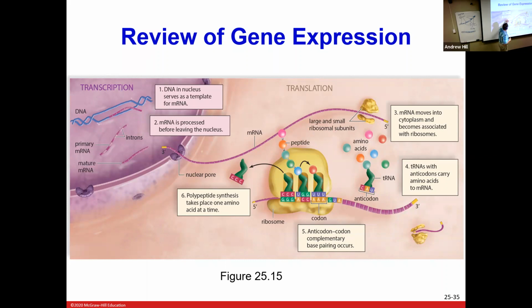Here we have, so step 2 is processing the messenger RNA, removing the introns. 3, we have messenger RNA moves into the cytoplasm, becomes associated with ribosomes. We just discussed that. 4, transfer RNAs with anticodons carry amino acids to the messenger RNA. 5, where the anticodon complementarity base pairing occurs. And that allows us to make a very specific sequence of amino acids, which will form our peptide, which will become the protein. So the polypeptide synthesis takes place 1 amino acid at a time.